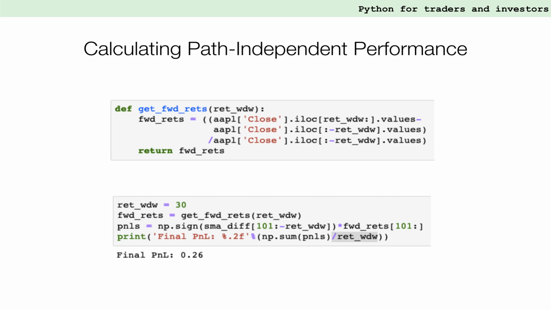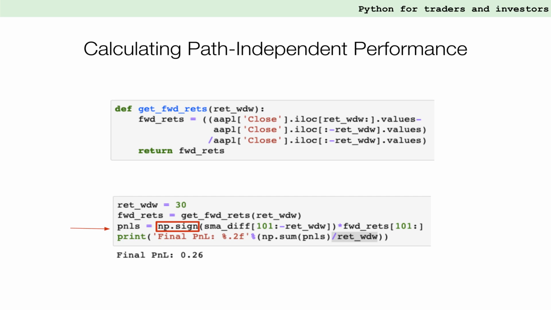To do this, we first need to create a function for our future or forward returns. This is shown below. We shift our price series by the window we want to explore and calculate the percentage returns. Next, we calculate the PNL for each period by multiplying the sign of our trading signal, with +1 for long and -1 for short, with the forward returns.